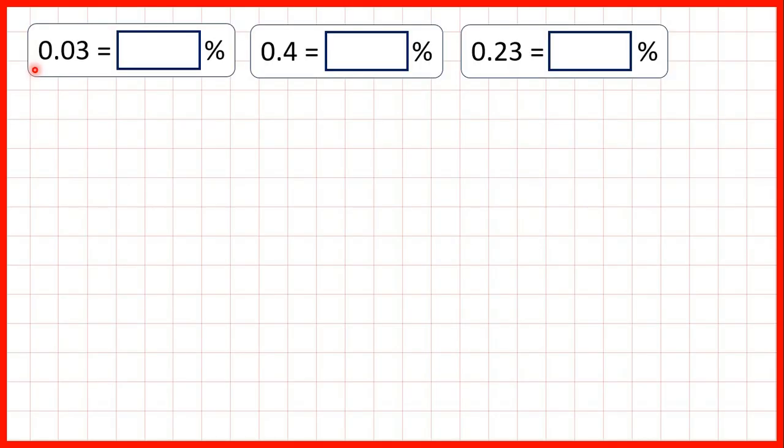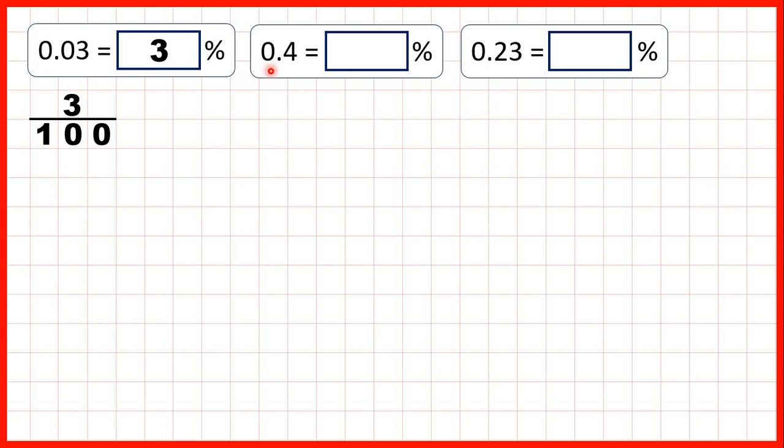We need to change these decimals to percentages. So first we have 0.03. Now remember, the second digit after the decimal point is the hundredths digit, and a percentage is a fraction over 100. So because 0.03 means that we have 3 hundredths, as a percentage we write that as 3%.